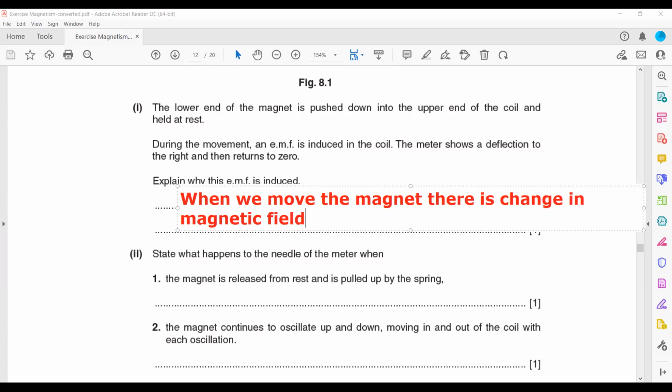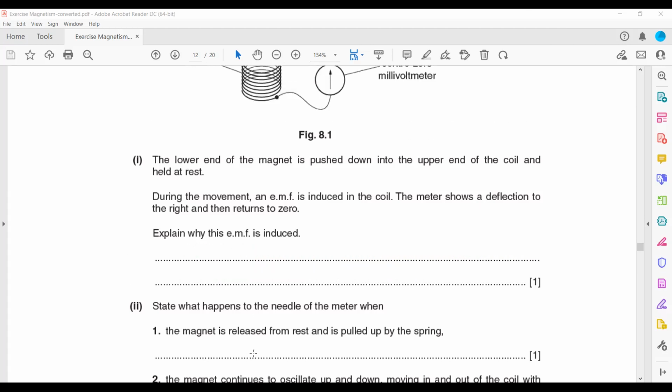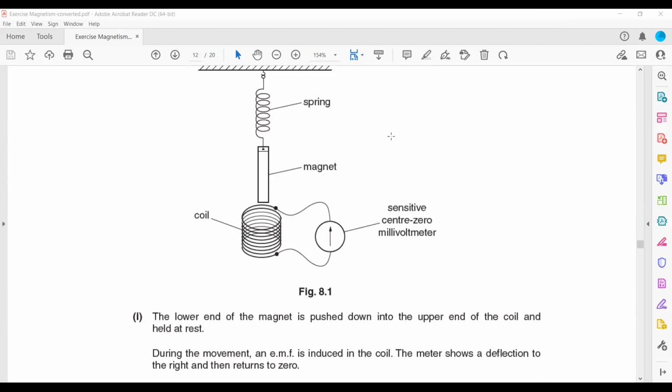And because of this change in magnetic field, what will happen? There is an induced EMF or voltage. Then state what happened to the needle of a meter when the magnet is released from rest and it is pulled up. So now when the magnet was moving down, in the beginning, we observe the needle is deflected towards the right hand side.